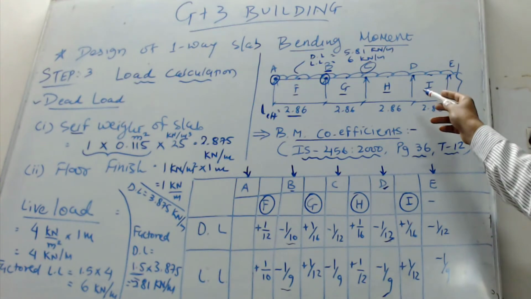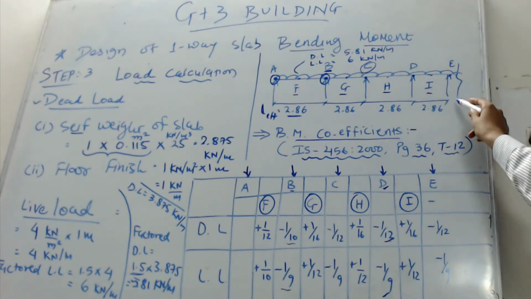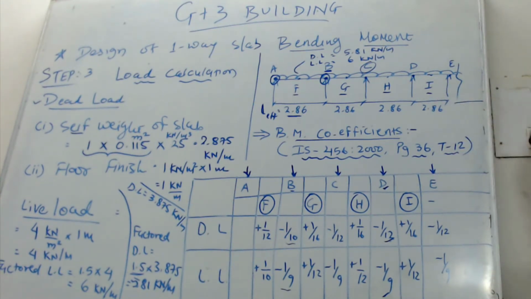No, this is a continuous frame. I have not drawn the full length of the frame, right? So these are the interior support points, right? So up to point E, minus 1 by 12, minus 1 by 9. So as per our table, we have calculated all the bending moment coefficients for all support points.